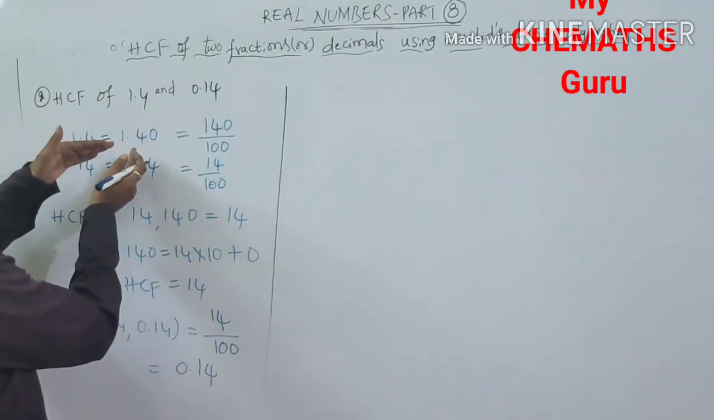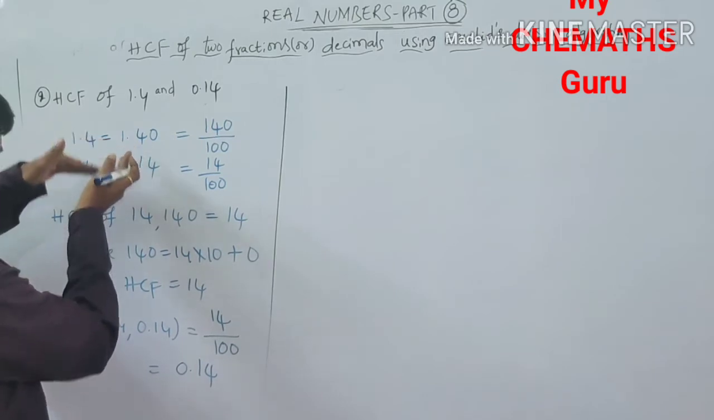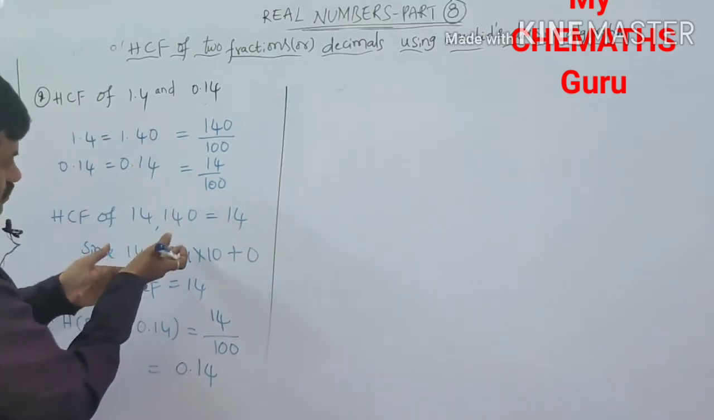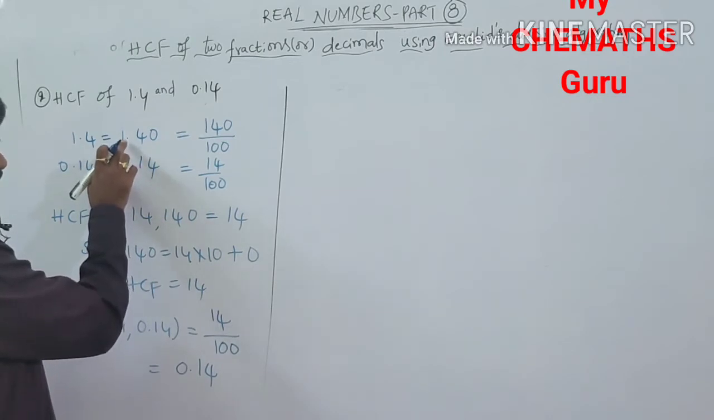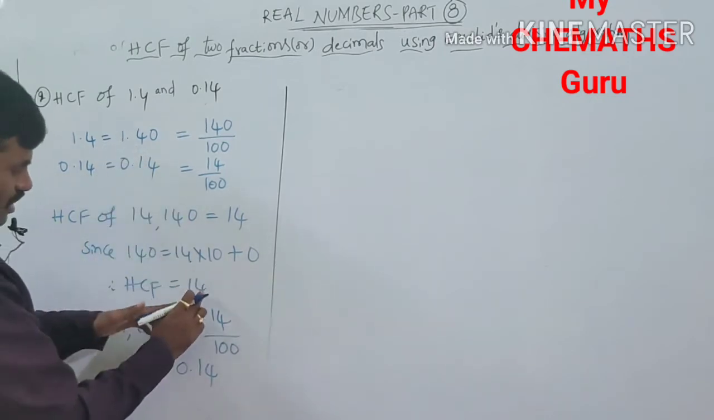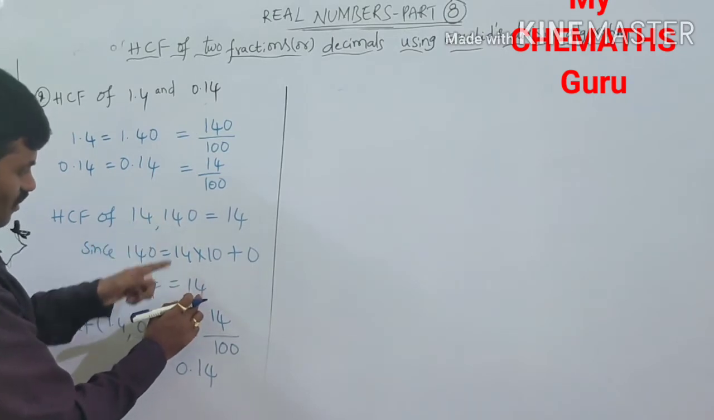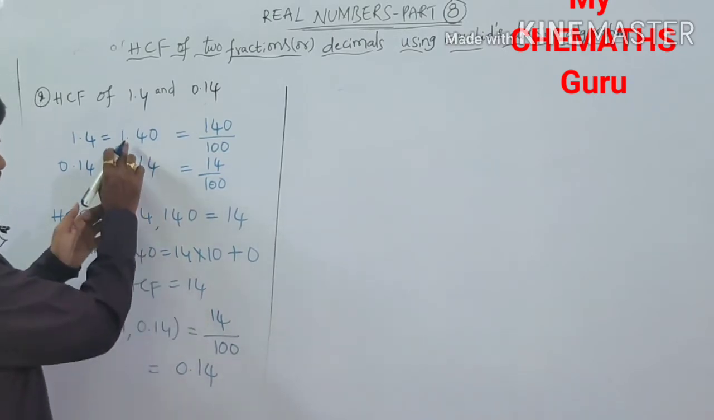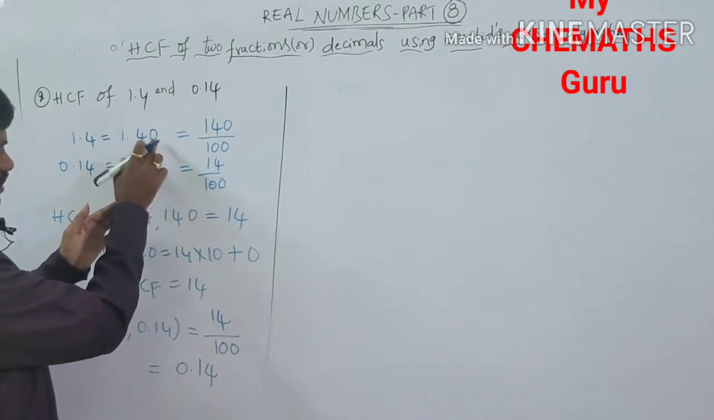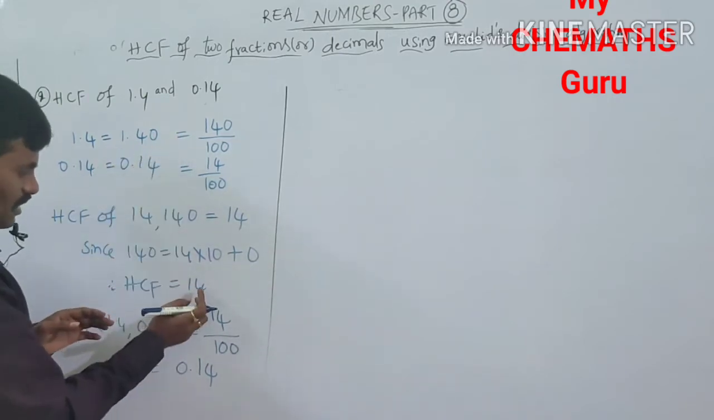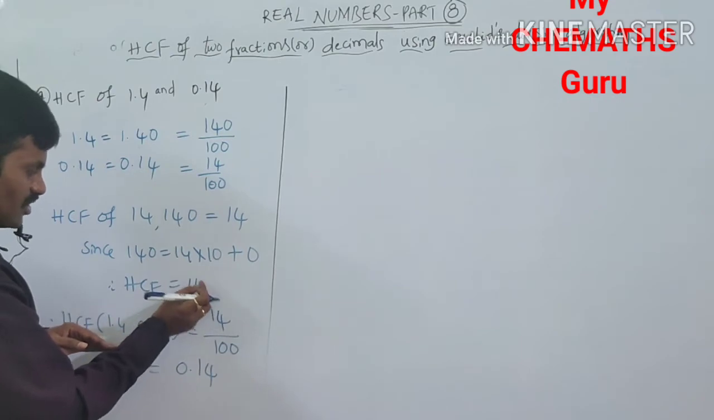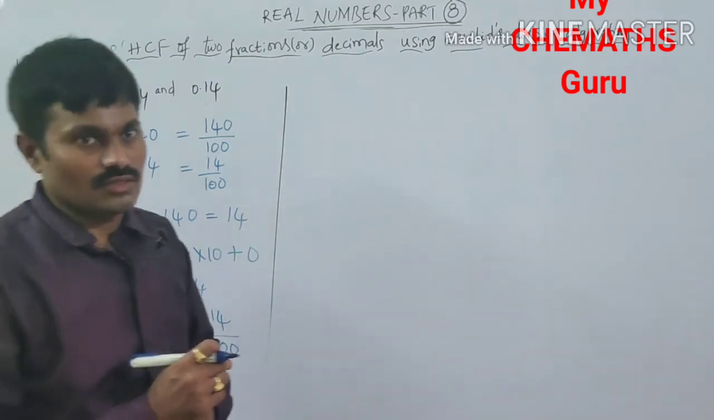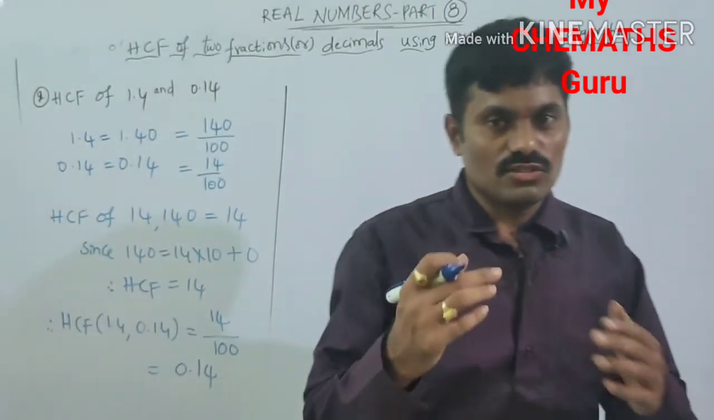Here also, without considering the decimal point, 140, 14. After that we have to write the answer. For 14, 140 it is 14. Now count the digits after the decimal point, on the right side of the decimal point, 2 are here. So in the answer also shift the decimal point from right to left 2 places. So like this you have to write a solution.